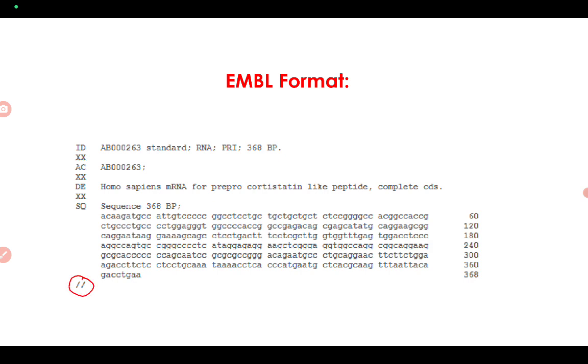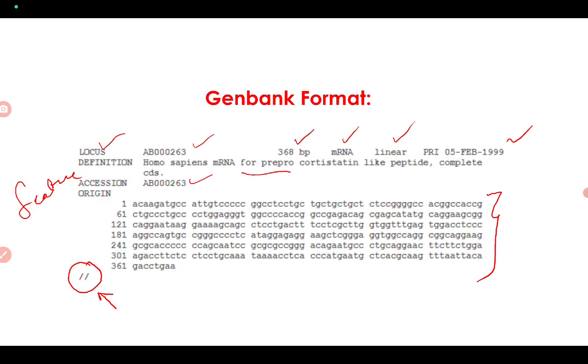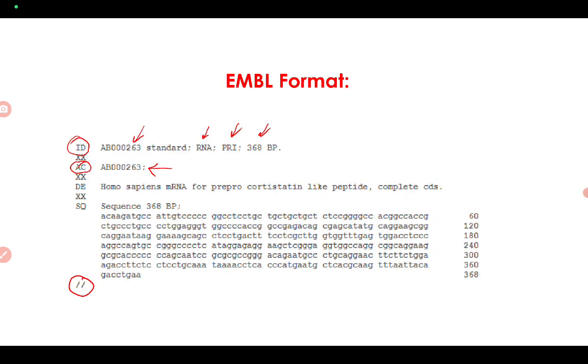As you can see, in the case of the EMBL format, certain things have been changed. For example, here it is ID rather than locus, and the same thing has been given: RNA and primates, the base pairs, the accession number. You can see in the previous one, the accession number is written in full. While in EMBL, the accession number is written in the form of an abbreviation, that is AC. For example, the definition is written in the form of DE. The same things are available, and the sequence is available in the form of SQ.